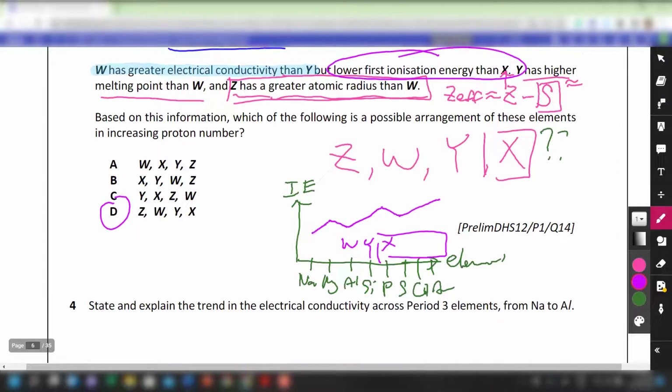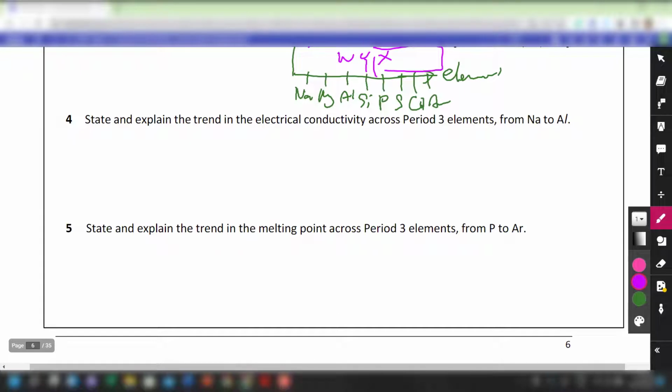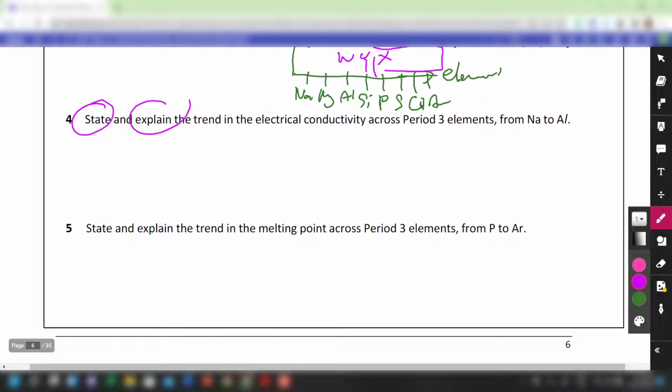Alright, we'll move on to question number 4, which is qualitative. So I will not go into details except just to refer you to your chemical bonding notes, or I will just verbally tell you what I think I would write if this is an assessment question. We are supposed to state and explain the trend in the electrical conductivity across period 3 elements, from sodium to aluminium. First of all, we need to highlight that they are all metals, and being metals, they contain a giant metallic lattice.